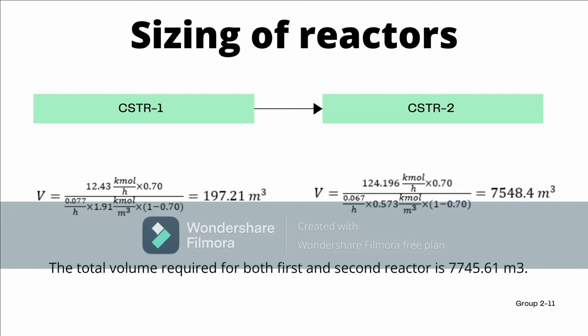For sizing of reactors, isothermal reactor is designed. First reactor requires 197.21 m3, meanwhile second reactor requires volume of 7,548.4 m3. So the total volume required for both first and second reactor is 7,745.61 m3.